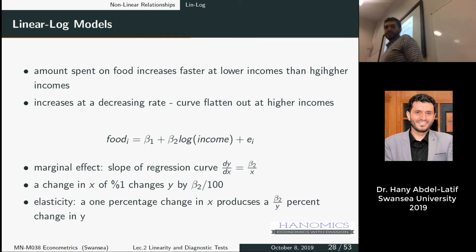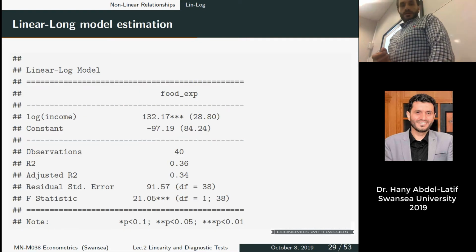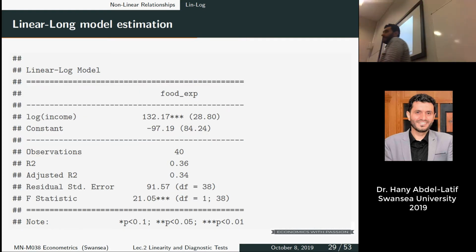Okay, so let's see the estimation. This is what we estimated. Again, this is a lin-log model, meaning the log is on the right-hand side with X, the income variable. So what does this mean now? How do we interpret this beta? Remember, this is log income, and the dependent variable is just food expenditure, so it's not log. So how would we interpret this coefficient now?